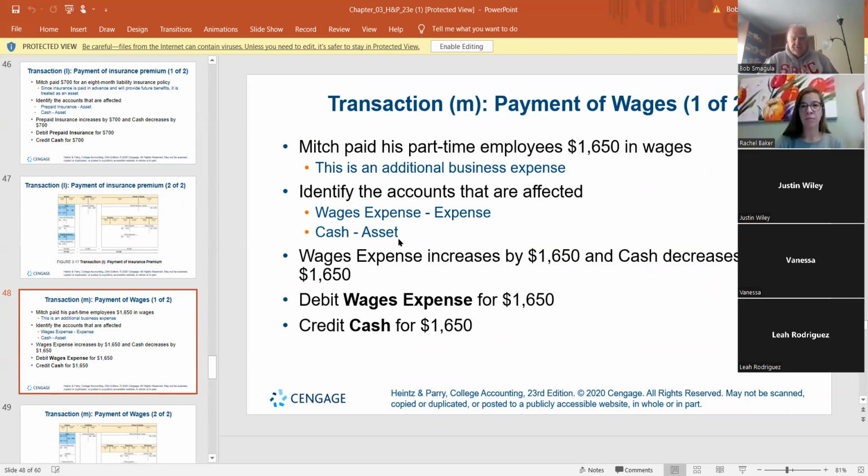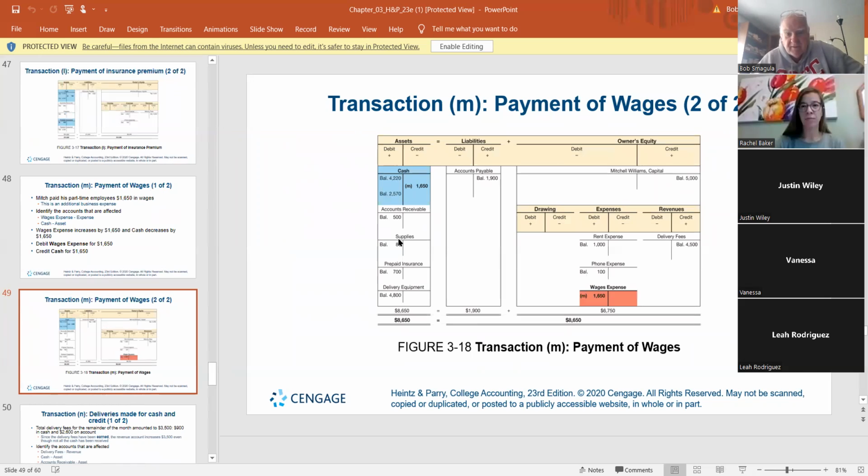Wages, they represent an expense. He paid his part-time employees $1,650. That's an expense. We're gonna debit that. And let's call it wages expense. And we're paying the people right now. So cash is gonna be credited, is gonna go down with the credit. Wages expense up with the debit. Cash normal balance is a credit. And there we go. We added a new expense here, wages expense, took it out of the cash.